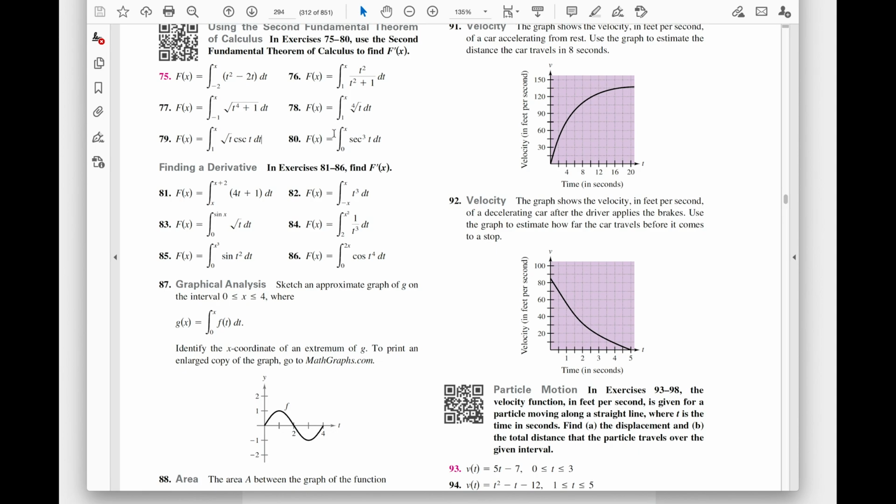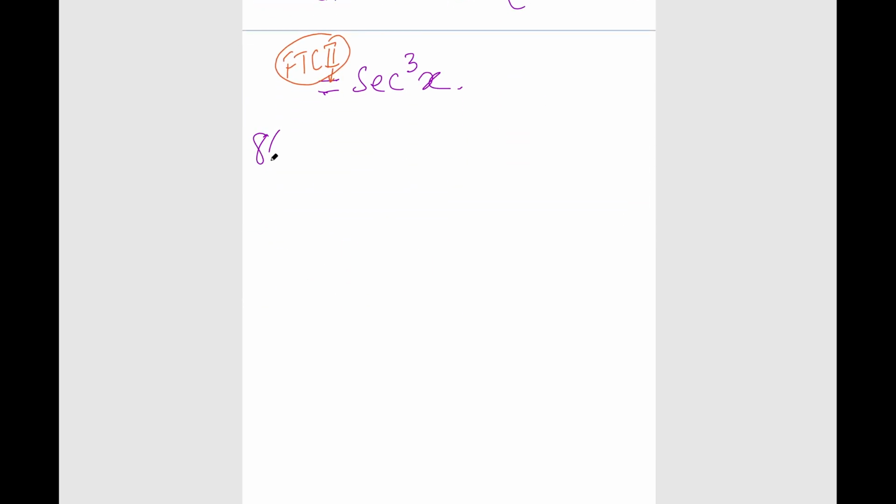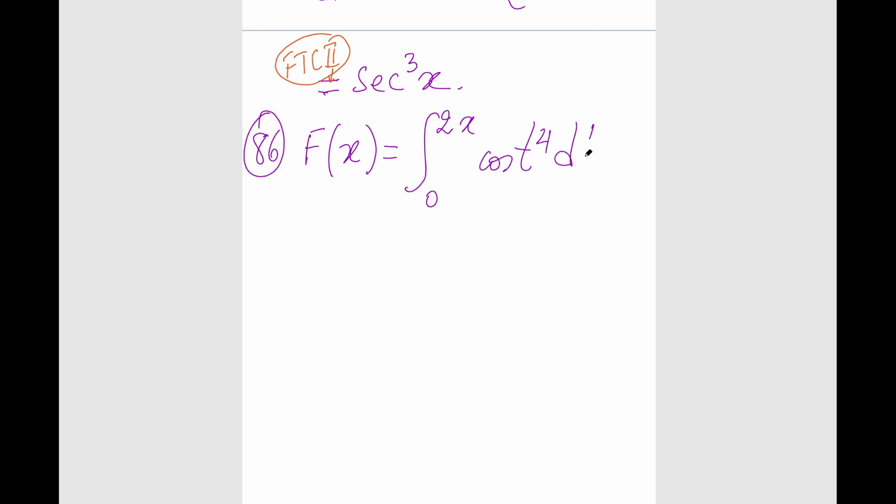All right, more interesting is the next group. Let's do how about 80? Let's do the last one, 86. Okay, let's do 86. So f of x is the integral from 0 to 2x of cosine of t to the power 4 dt, and still we want to find f prime of x. Okay, this is 86. We have f of x equals the integral from 0 to 2x of cosine of t to the power 4 dt. And what do they want? They want f prime of x. Well, here I don't have x here, right?